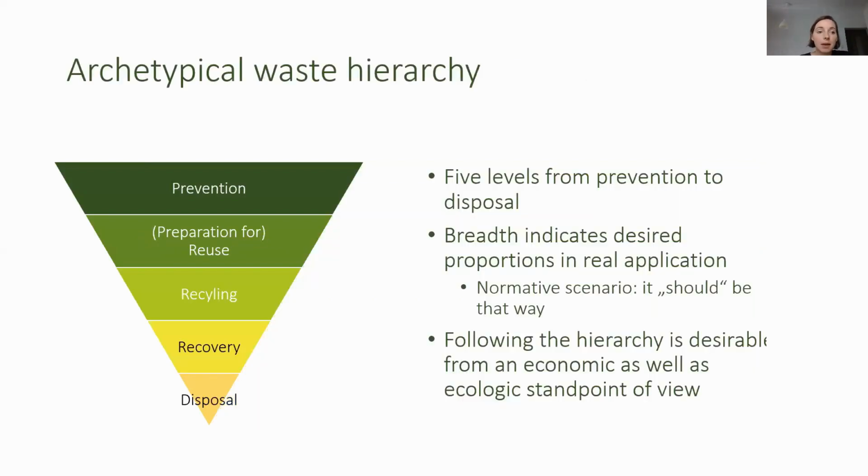Okay, so let's sum this up about the archetypical waste hierarchy. We have the five levels from prevention to disposal, and the breadth indicates the desired proportions in the real application. So it's a normative scenario, which means that it should be that way, that we prevent most of it and have the least disposal. And following the hierarchy is desirable from an economic as well as an ecologic standpoint, because the higher the value, often the economic value is higher, but also for the ecology.